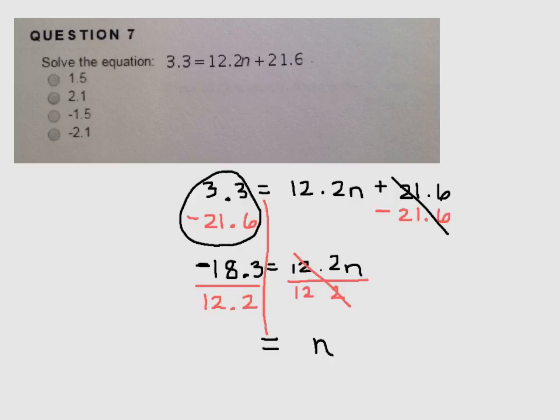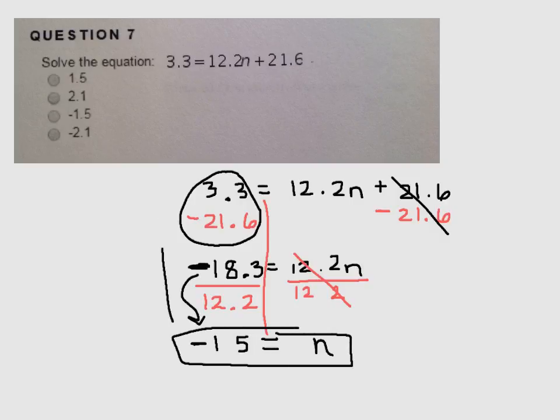And I get 1.5. Is this a positive 1.5 or a negative 1.5? Did this negative hook up with another negative? No. So he's making my answer negative 1.5. So that would be the third choice.